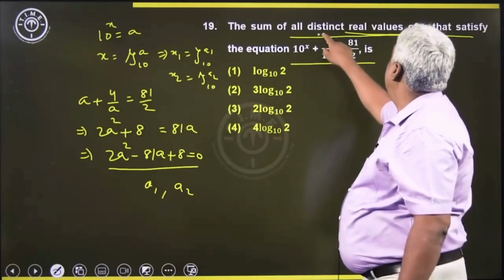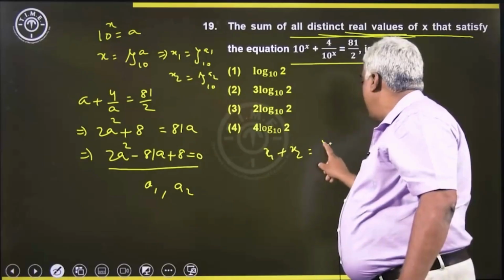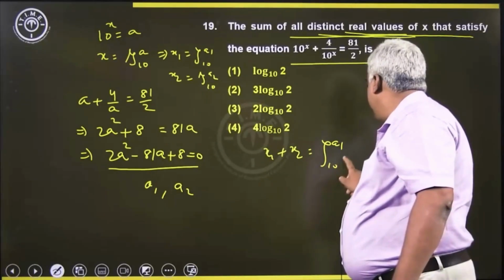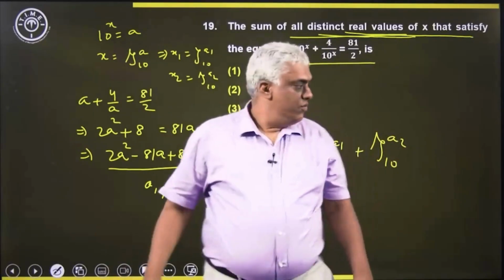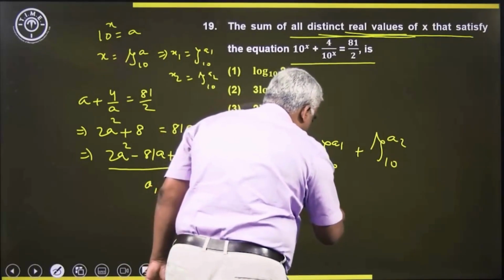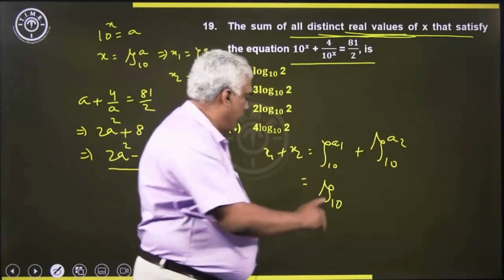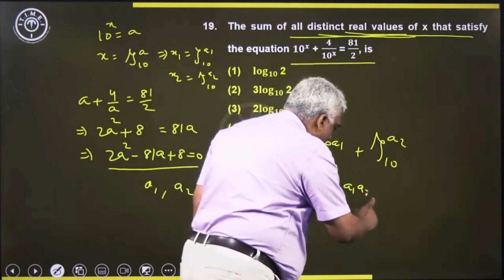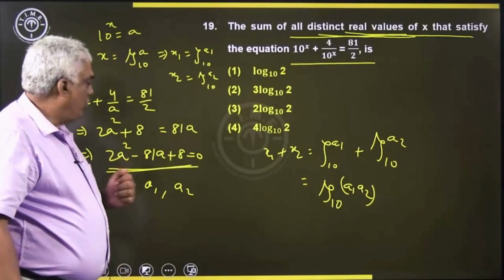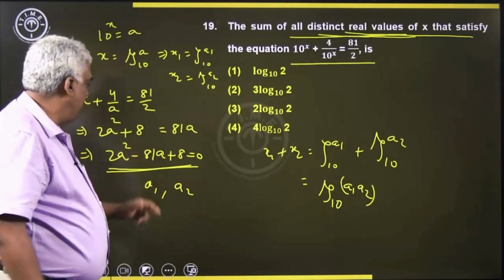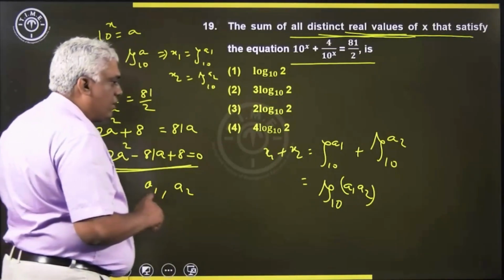They are asking for the sum of the two values of x. So, the sum will be log of a1 to the base 10 plus log of a2 to the base 10, which is log a1 plus log a2, that is log of a1 a2. So, we have to find a1 a2. Now, a1 and a2 are roots of this quadratic equation, and we know that the product of roots is c by a.